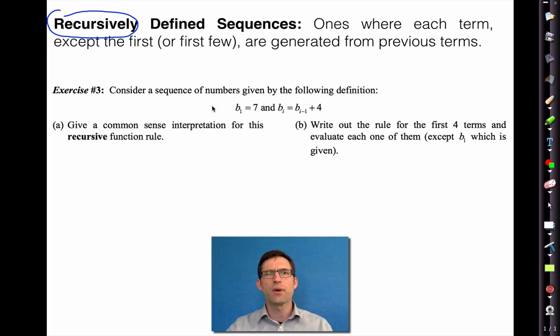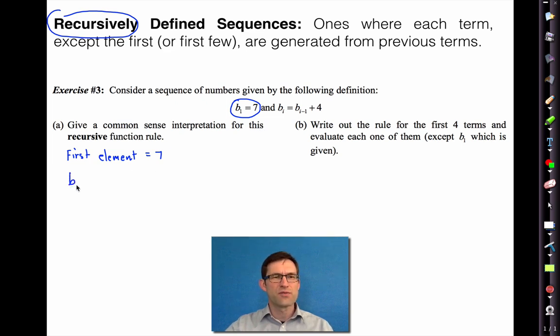So take a look at exercise 3. It says, consider a sequence of numbers given by the following definition. B sub 1 equals 7, and B sub I equals B sub I minus 1 plus 4. Whew. All right, let's think about this. Okay, it says, give a common sense interpretation for this recursive function rule. Well, one thing I can definitely say is that the first element, I know that the first element is equal to 7. That's what this says. Now, how do I get the second element? Let's just think about this for a second.